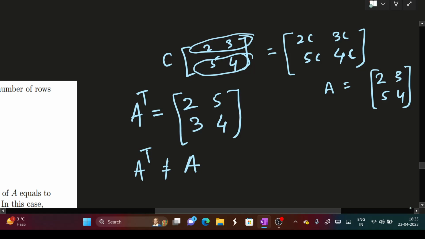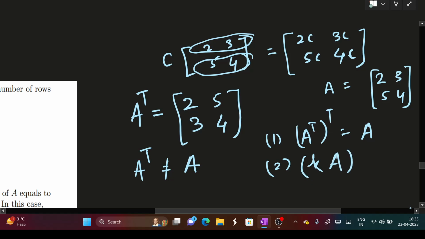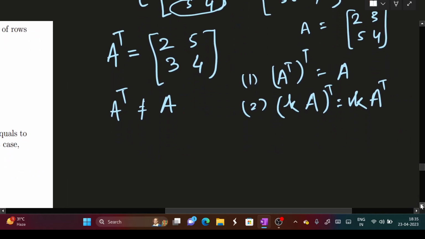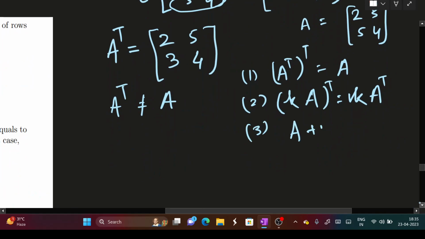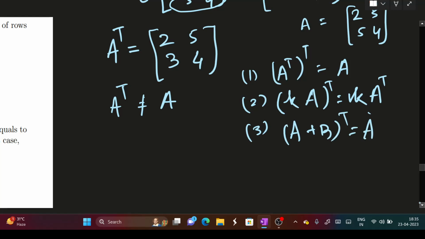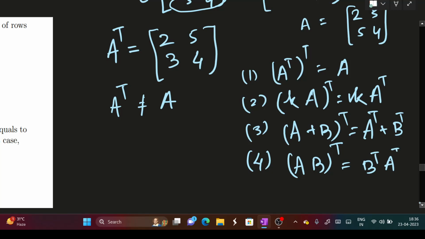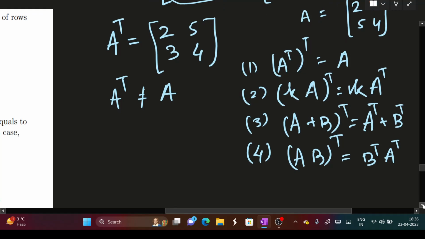So there are some properties of transpose. What are the properties? Property 1, A transpose transpose is equal to A. Property 2, some scalar times A whole transpose is equal to that scalar times A transpose. Then another property, A plus B whole transpose is equal to A transpose plus B transpose. Then another property, here there is a small change. AB, meaning the product of matrices A and B, whole transpose is equal to B transpose A transpose. Here the order is changed. Please observe. A is written first and B second, but in the transpose case, B transpose is written first, then A transpose is written.